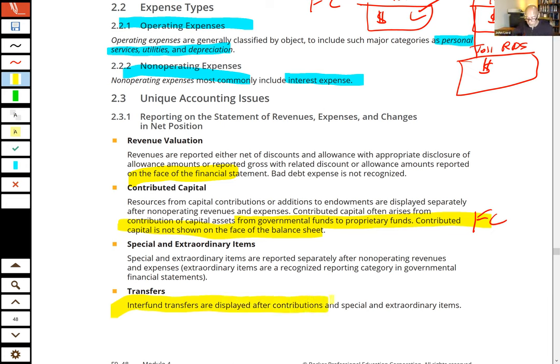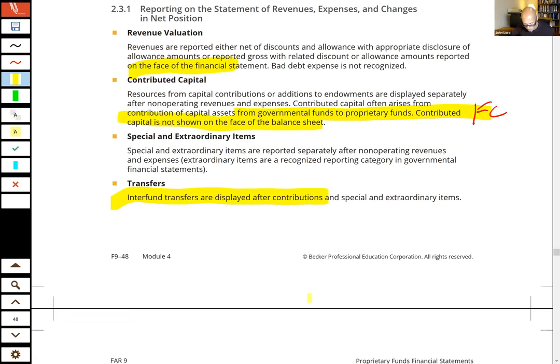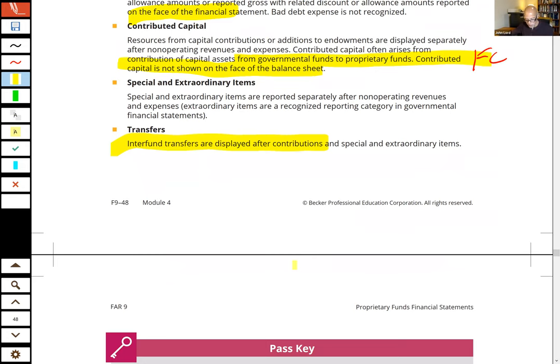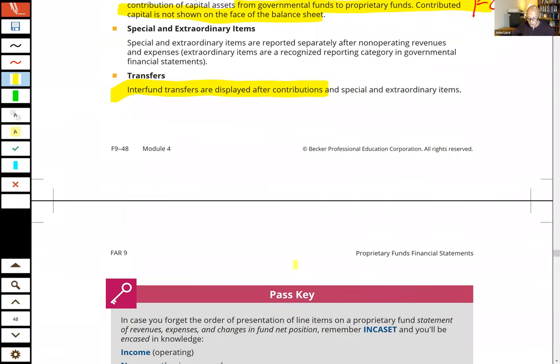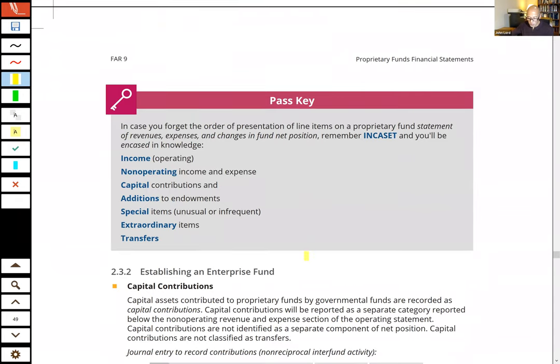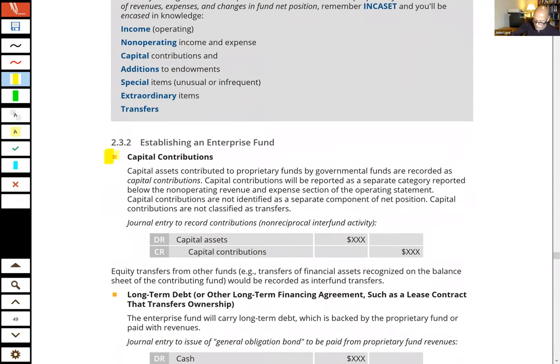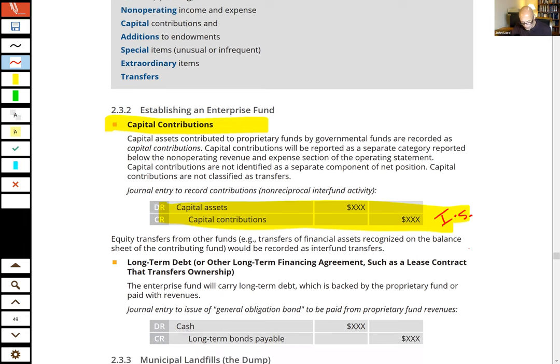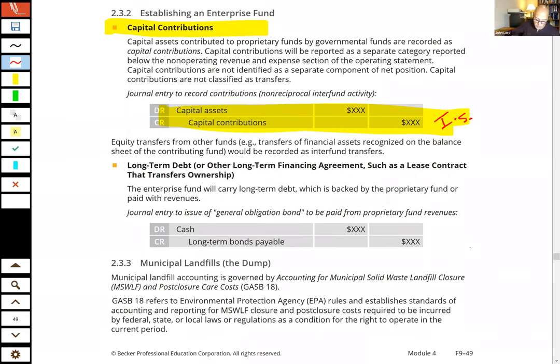Now they're starting to argue with your question here, Kathy, that here they're saying they are displayed as contributions. So it does beg the question, is it a transfer, is it a contribution? For the internal service fund, they showed it as two separate items. I would say they're probably synonymous: transfers from other funds, contributions from other funds. Capital contributions, as they come in: debit to capital asset, credit capital contribution. The most important thing is that both the transfers and capital contributions, even if they are synonymous, go to the income statement.